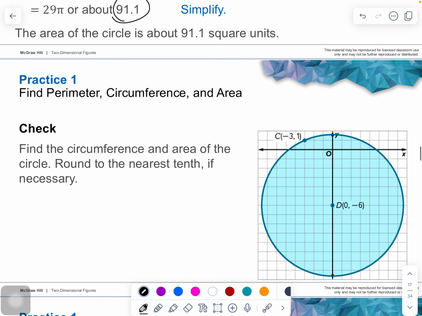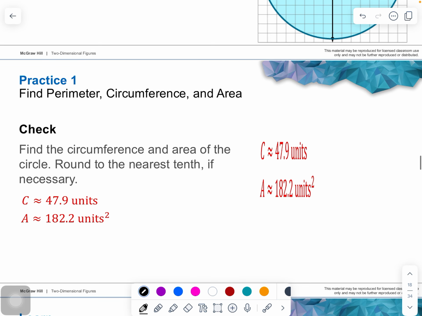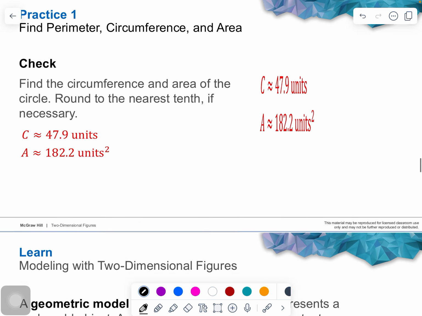So here is your practice. You are supposed to find the circumference and area of this circle given points C and D. Round to the nearest tenth if necessary. Pause me and do the math. All right, did you find 47.9 units and 182.2 units squared? I hope so. All right, let's go on.